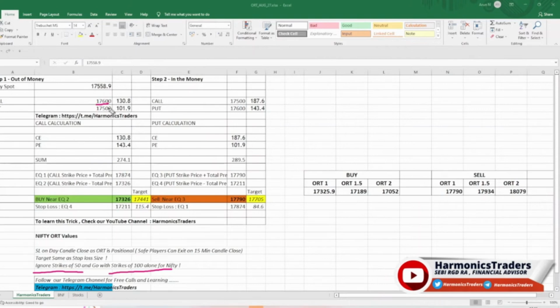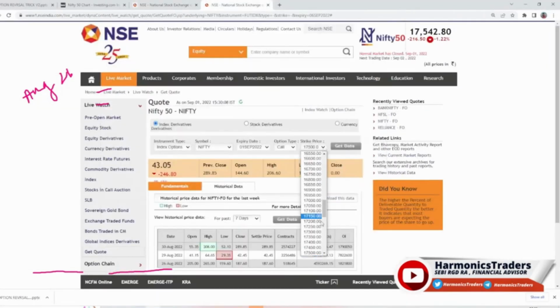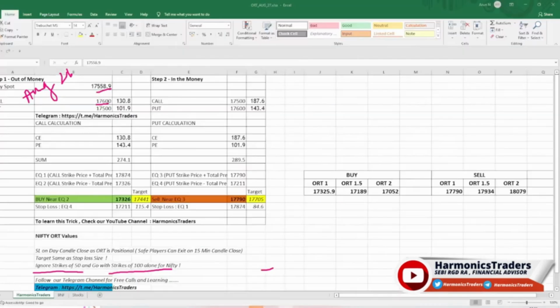Nifty closed at 17,558 on August 26. We are taking the data on the evening of August 26th, or since it is a weekend, you can take it on Saturday or Sunday. So, 17,600 CE. How to find this value? Just go to NSE and pick the particular strike, 17,600. We need the value at the August 26th close, which is 130. So we put that value, 130.